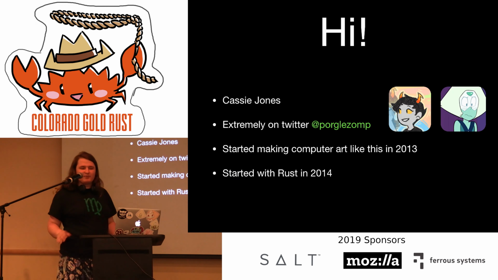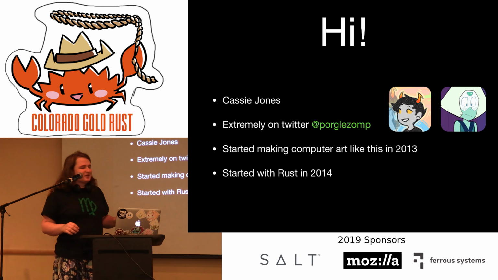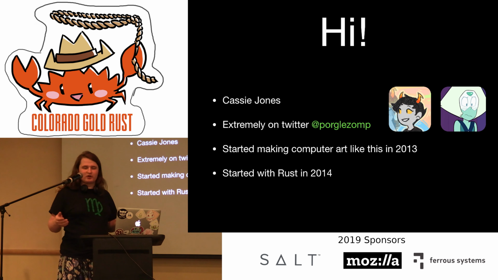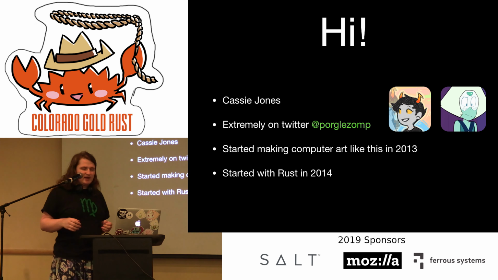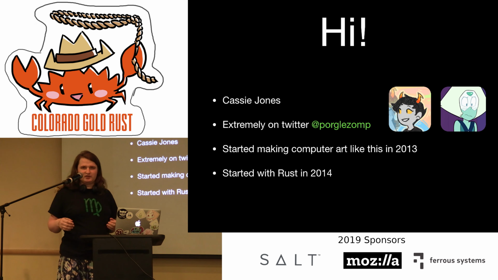So, I'm Cassie. I'm extremely on Twitter, and you might recognize me by one of those two avatars there. I started making computer art like this in 2013 on a Raspberry Pi, and I started using Rust in 2014.